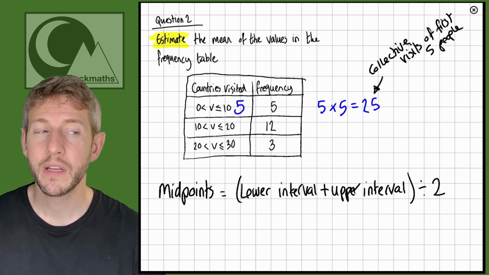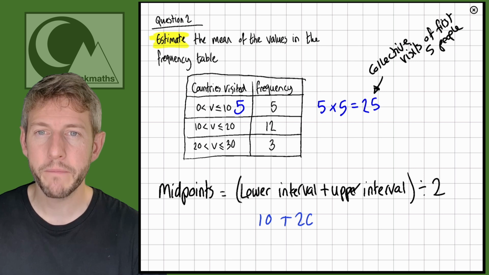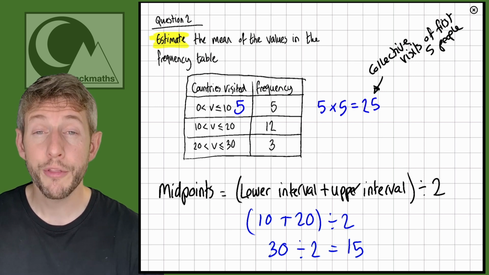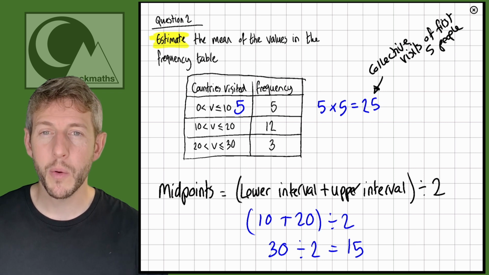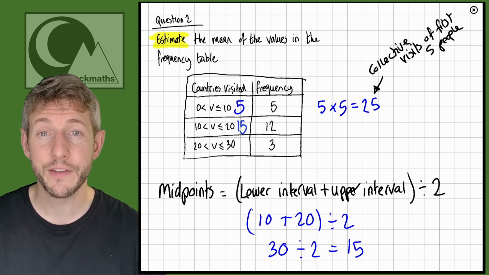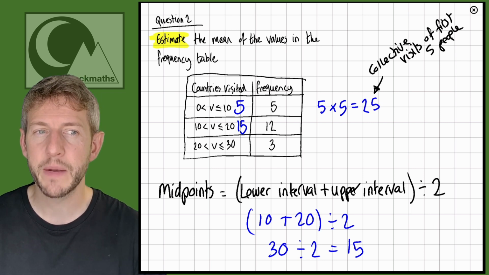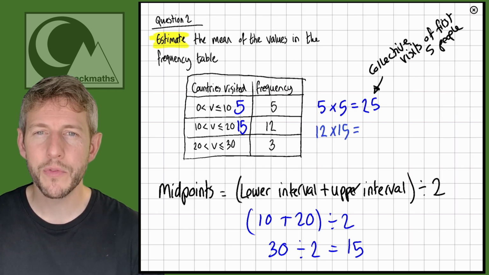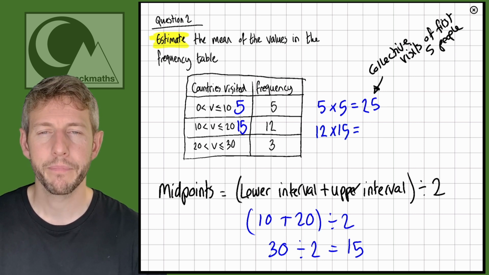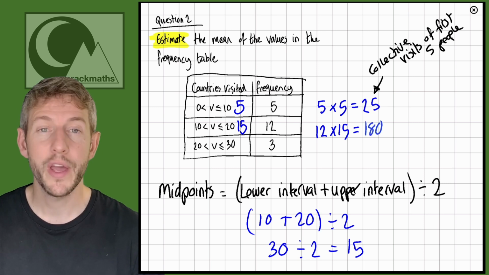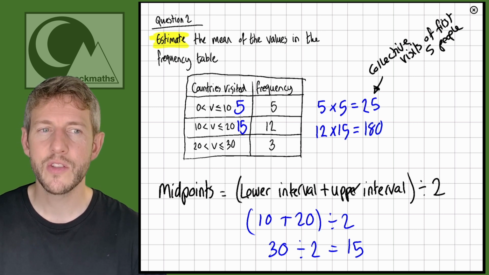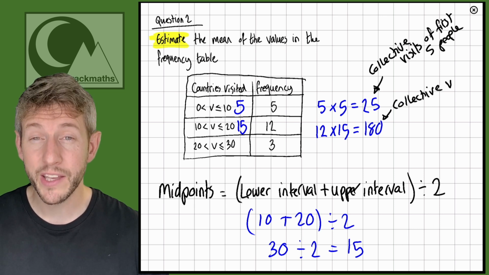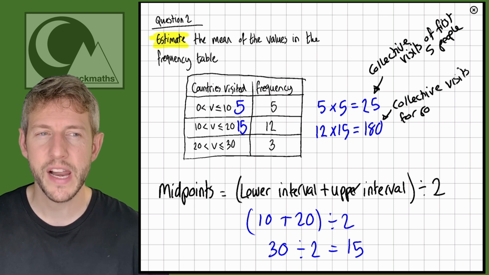Right, row 2. So we've got our midpoint, which is going to be 10 add 20, which gives us 30. 30 divided by 2 is 15. So our estimate for the number of countries visited for this second row is 15 per person. There's 12 people on this row, so that means we've got to do 12 lots of 15. So 12 times 15 equals 180. So therefore, we're estimating that the people on this second row have collectively visited 180 countries.